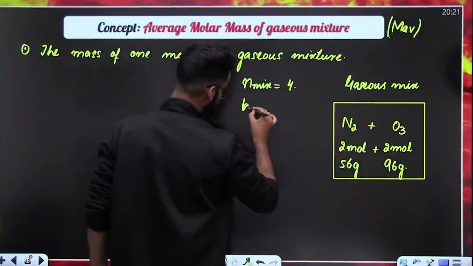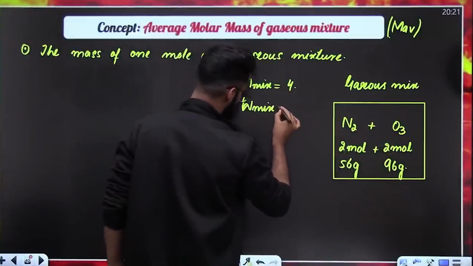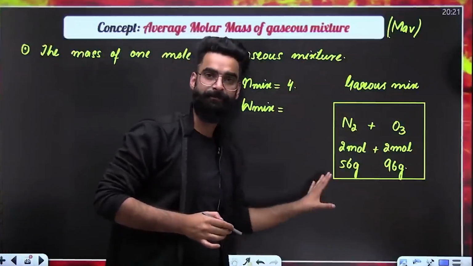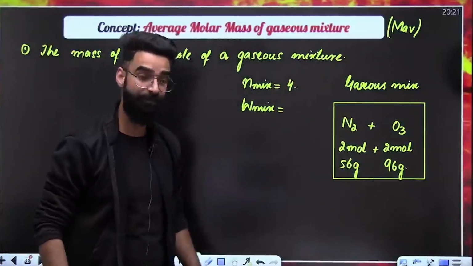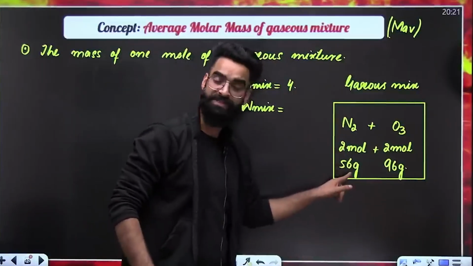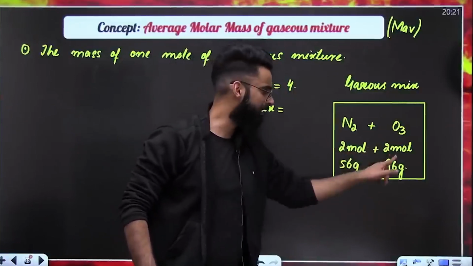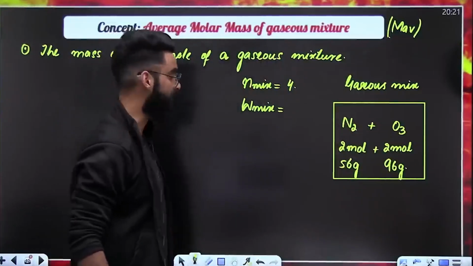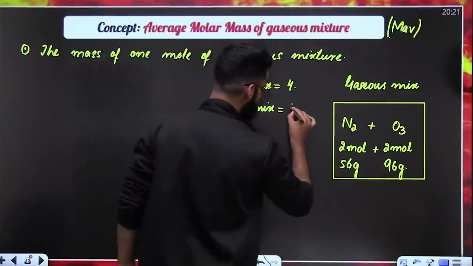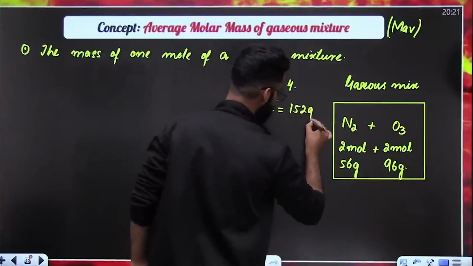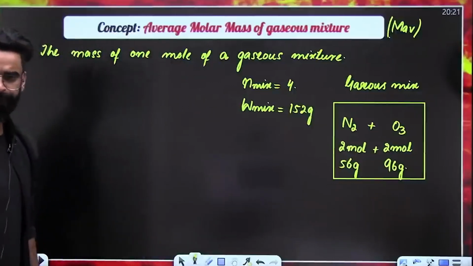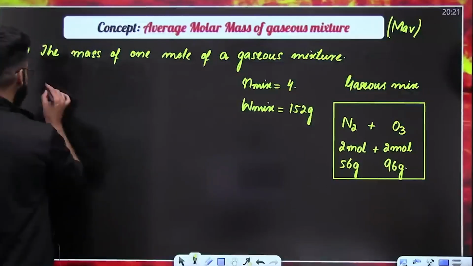Now if I ask you one more thing, what about the mass of the whole gaseous mixture? Mass of the whole gaseous mixture will be mass of N2, 56 grams, plus mass of O3, 96. How much will be the value? It will be 152 grams. So I would say 152 grams is the mass of the whole gaseous mixture. Correct? Yes. So dear students, can I say something like this?